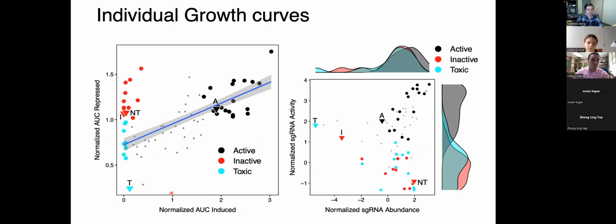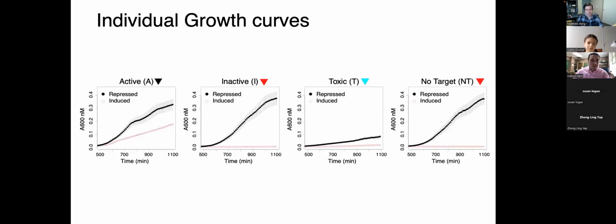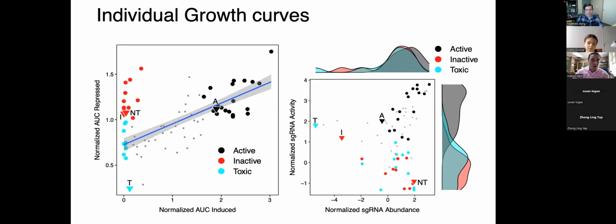So that's the plot here on the left, where the x-axis is the area under the curve for induced conditions, and then the y-axis is for repressed conditions. First, I'll note the letters correspond to what we see in the previous slide here. We see the inactive guides, these are not growing in the induced condition, meaning they're not cleaving the toxic plasmid, but they are growing in the repressed condition. So we can cluster these into a group. Conversely, we see ones that are growing well in both conditions, and we'll consider these active. And then we see some that aren't growing well in either condition, and we'll consider these toxic.